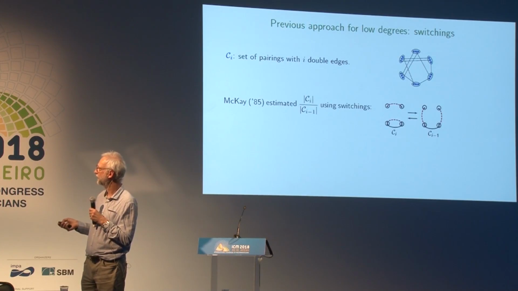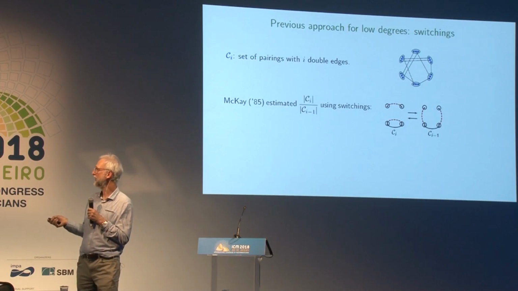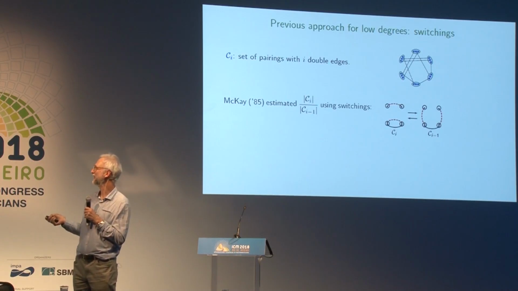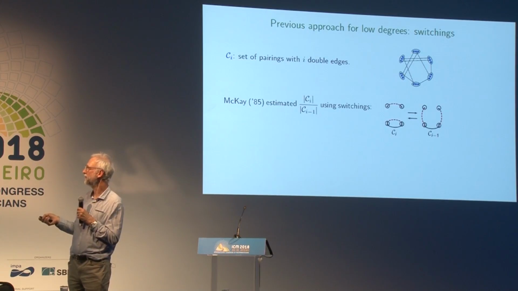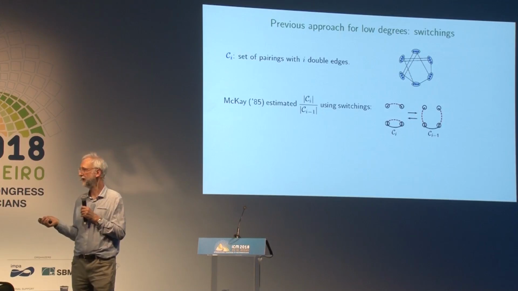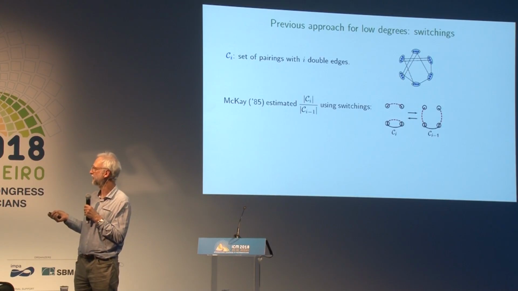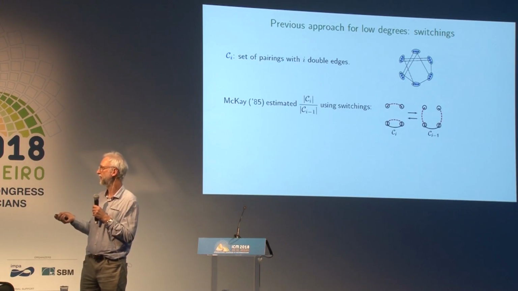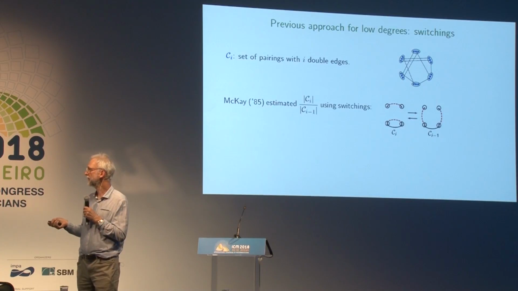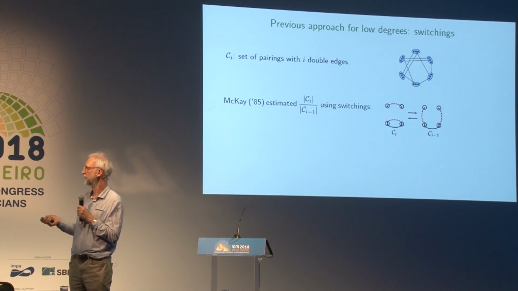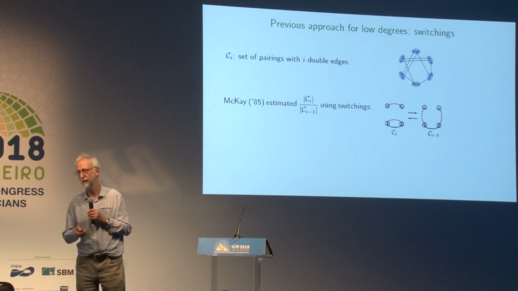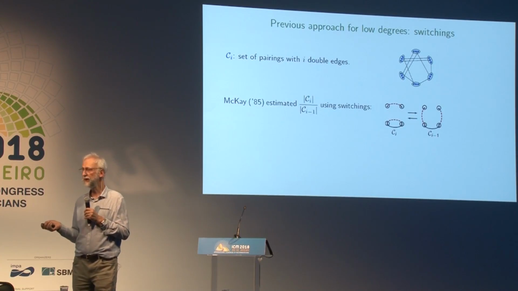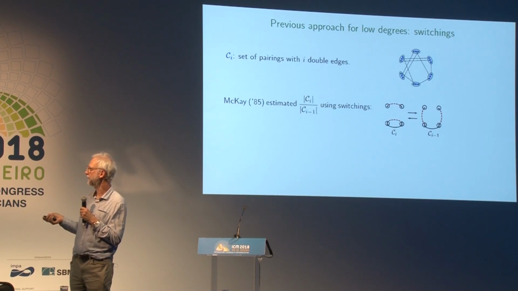So, as you recall, basically the problem was you're given a pairing model, this one is the configuration model, and you want to count pairings, and I'm going to forget about loops now. Let's just pretend that they don't exist, and we'll just look at counting pairings with no double edges. These are bad, and we want to see how many pairings have none of them. Well, if C_i is the set of pairings with exactly i double edges, then McKay's idea was to estimate the ratio of the numbers in C_i and C_{i-1}. He used switchings, which I'll just describe briefly.